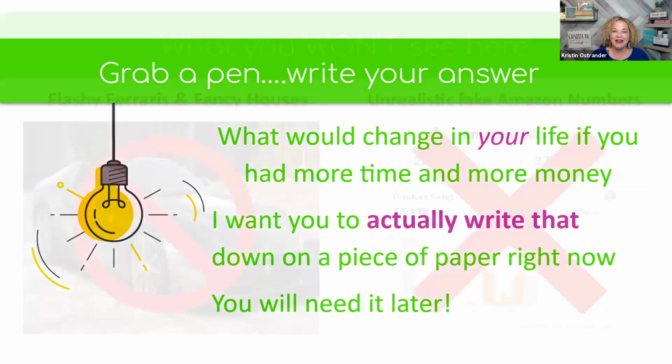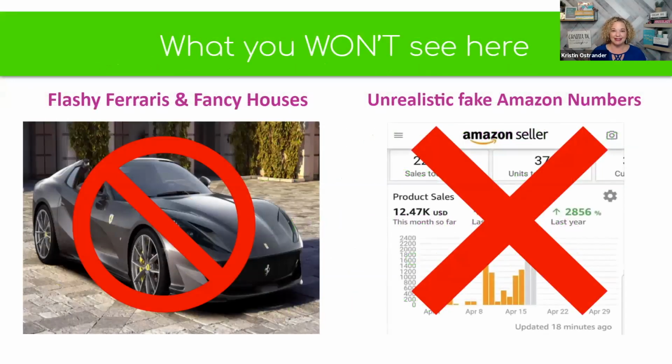Okay, good. So what you won't see here today, you're not going to see flashy Ferraris and fancy houses. How many of you have seen presentation after presentation where they're showing you Lambos and Ferraris and all these different things, and everybody lives in some sort of gigantic mansion beach house over in Malibu or something like that? Not going to see that here. I actually drive a minivan and I love my minivan. So no, seriously though, you're not going to see any of that. Or fake unrealistic numbers. That's not what you're getting today.